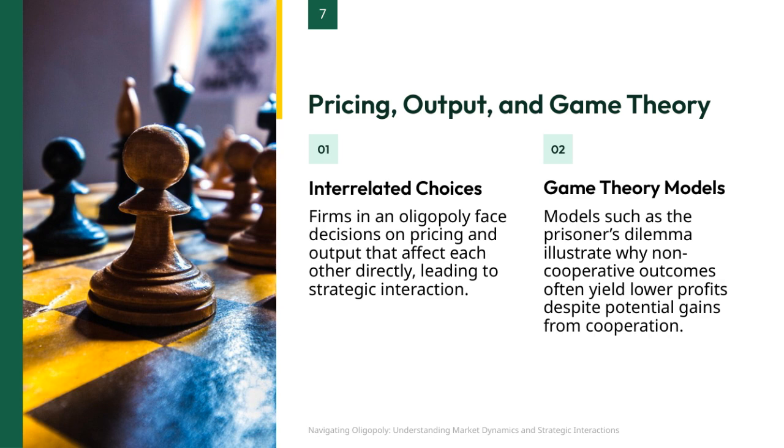Next, game theory models, like the prisoner's dilemma, give us valuable insights into these dynamics. They show why companies might end up with outcomes that are less profitable, even though cooperation could benefit everyone. Essentially, these models highlight the challenges in achieving collaboration when each firm is motivated by self-interest. The chessboard image reflects this strategic decision-making process, where every move depends on anticipating the other's response.